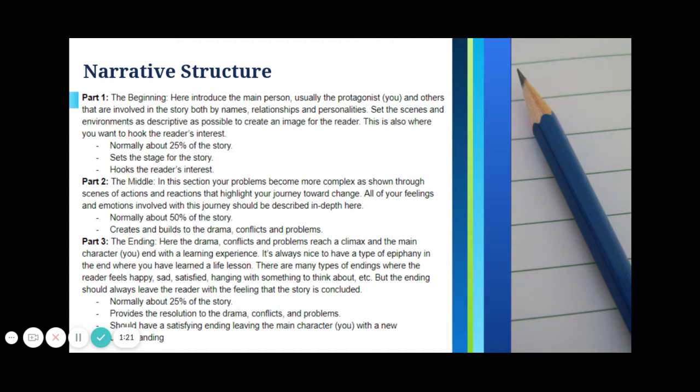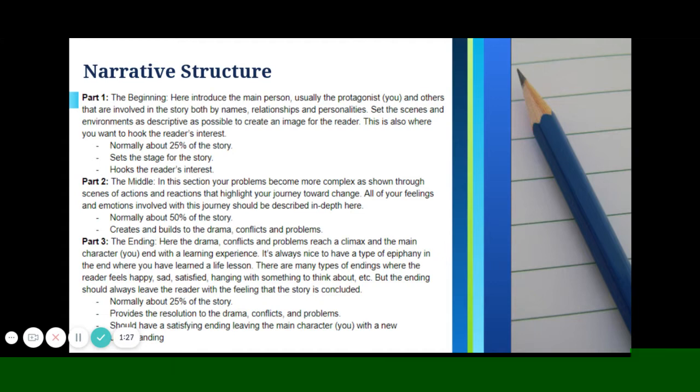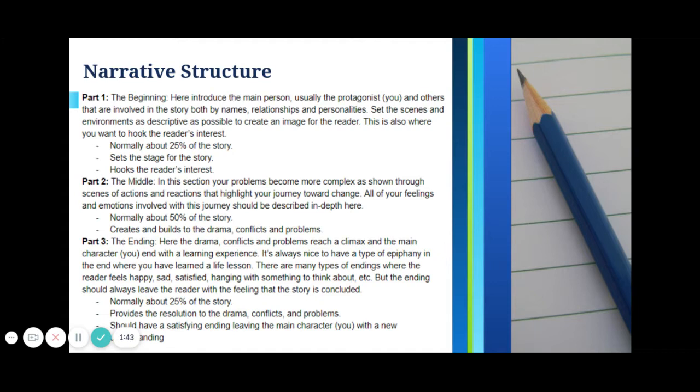Part 3 is the ending. This is about 25% of your story, and this is where you let your reader know what the solution to your problem or conflict was. You should describe the lesson that you learned from the small moment or experience that you had, and you want to make sure that you leave your reader satisfied, knowing that it's the end of your story and what you learned. You may even want to connect with the reader so that they too can learn right along with you.